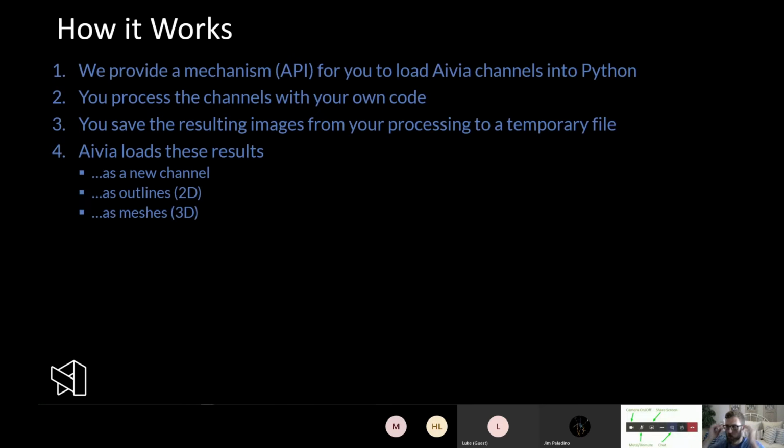So how this works. The first thing is we provide a mechanism, or you can think of it as an API, for you to load Aivia channels into Python. You can take those channels from Aivia and process them with your own code. Whenever you're done, you can use a mechanism in your Python script that will take the results you get from your code and put them into a temporary file. And then at the end of the script execution, Aivia knows to load these channels appropriately back into its workspace.